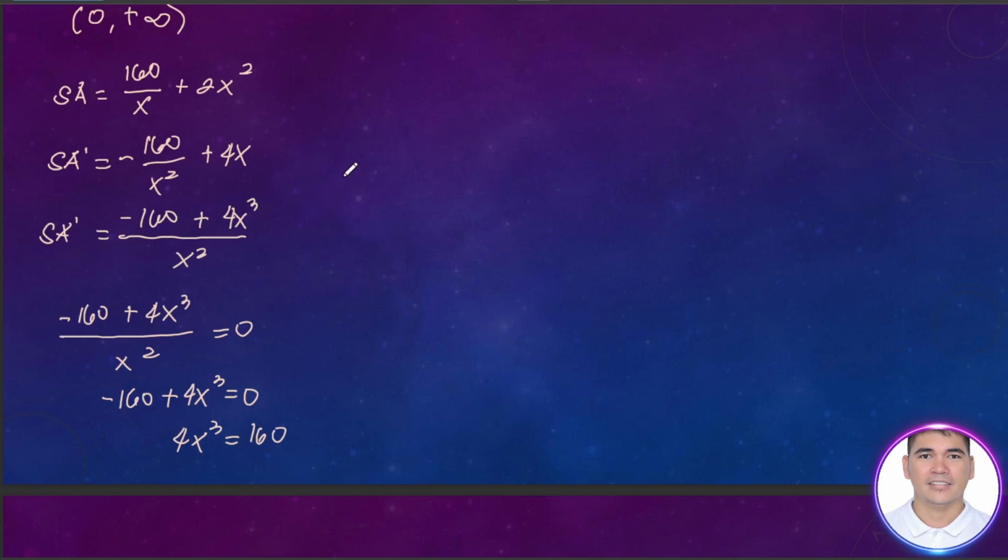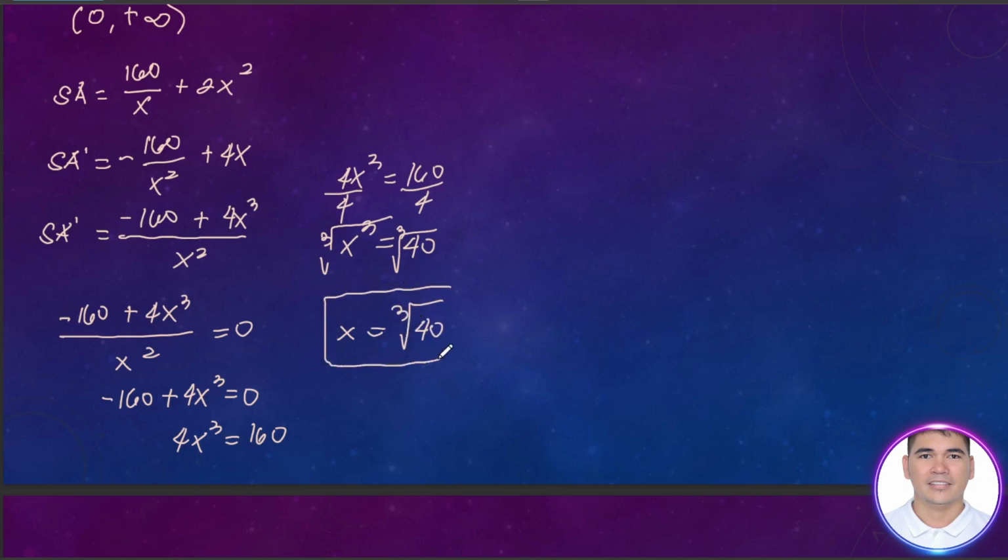So yung natira is, divide po natin ng 4. So x cubed na lang equals 40. Then, get the cube root. So x equals cube root of 40. So this will be our critical number. Okay? So our critical number is x equals the cube root of 40 feet.